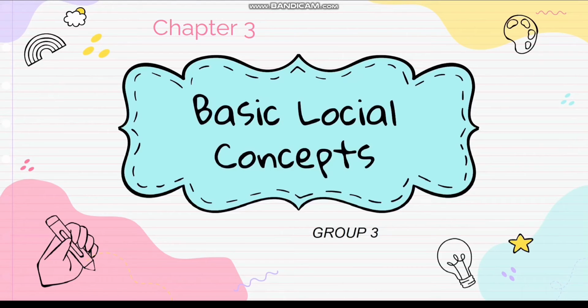In the previous chapter, we talked about what arguments are and how we can distinguish them from non-arguments. In this chapter, we introduce some basic logical concepts needed to distinguish good arguments from bad ones.